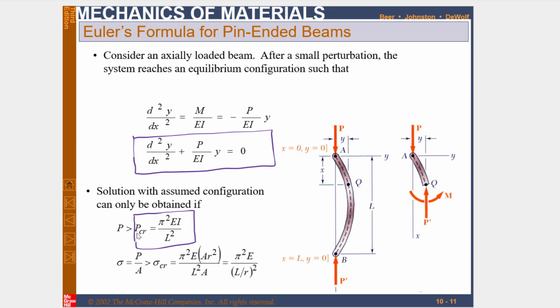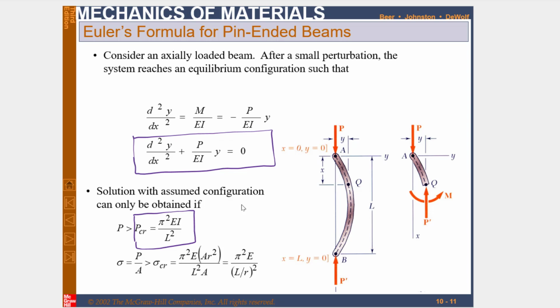Clear? And the solution will also assume when P becomes greater than P critical, because when P is less than P critical, we can say that the column will be straight or there will be no deflection. But when P is greater than P critical, the solution can be possible. And this P critical is from our previous derivation, that P critical is equal to pi square EI over L square.